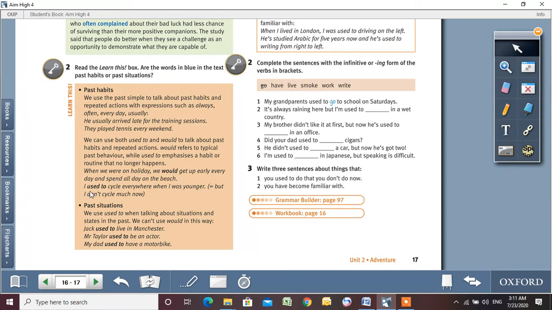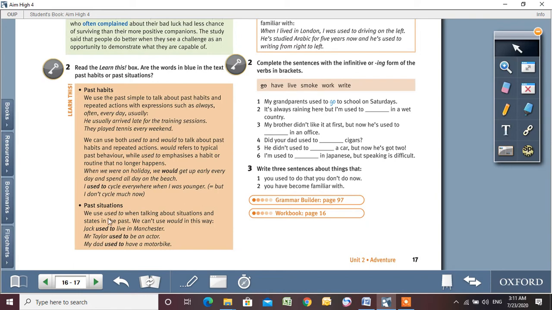But the expression used to plus infinitive: I used to cycle everywhere when I was younger. It means that I don't cycle much now. So I'm talking about something that happened in the past and it stopped; it doesn't happen now in the present.